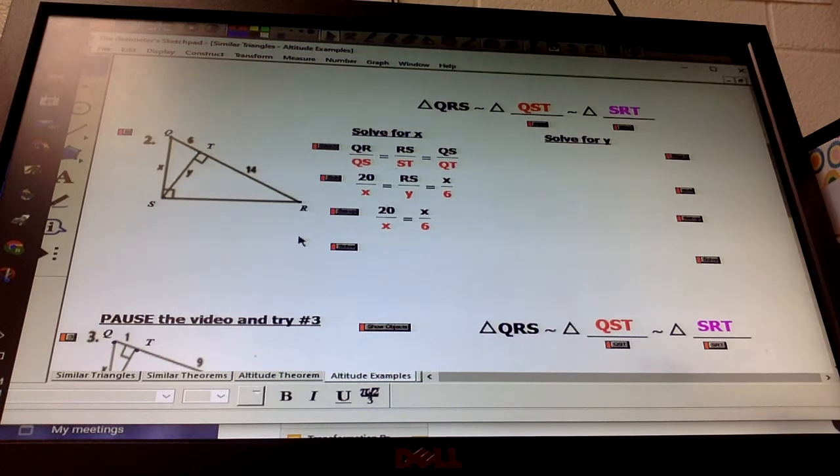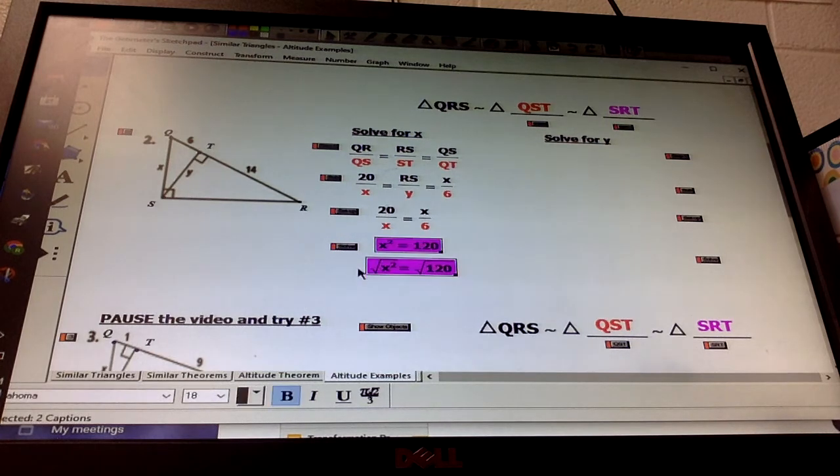Here's the setup. Again, this is proportions. A lot of people call it the butterfly, whatever. Anyway, you cross multiply is what you do. So X times X gives you X squared. 20 times 6 gives you 120. Square root both sides, and we get the square root of 120.